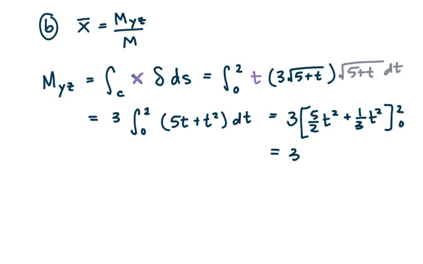In this situation, I have 38. That means that x bar is 38 over 36, which simplifies to 19 over 18. So there's my x coordinate for the center of mass.